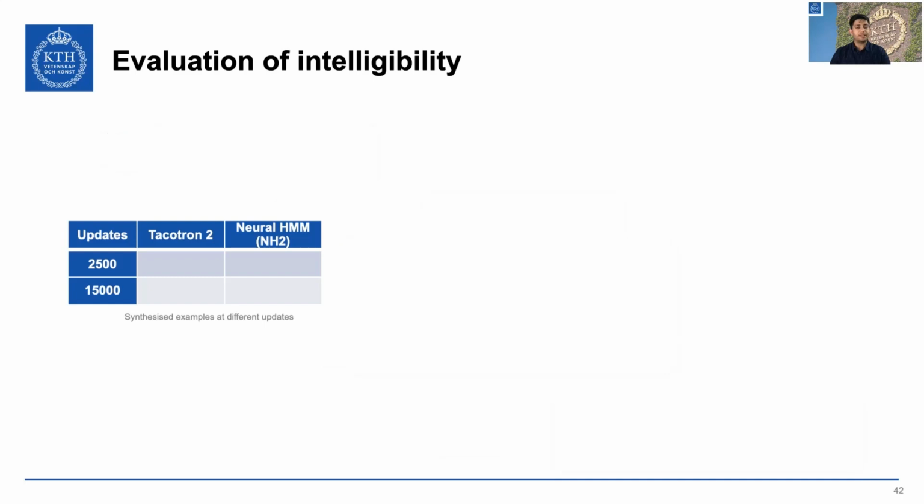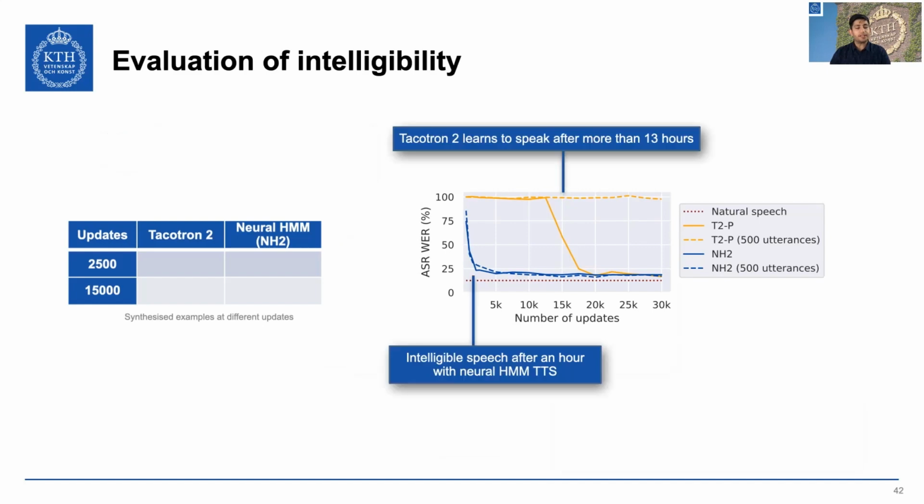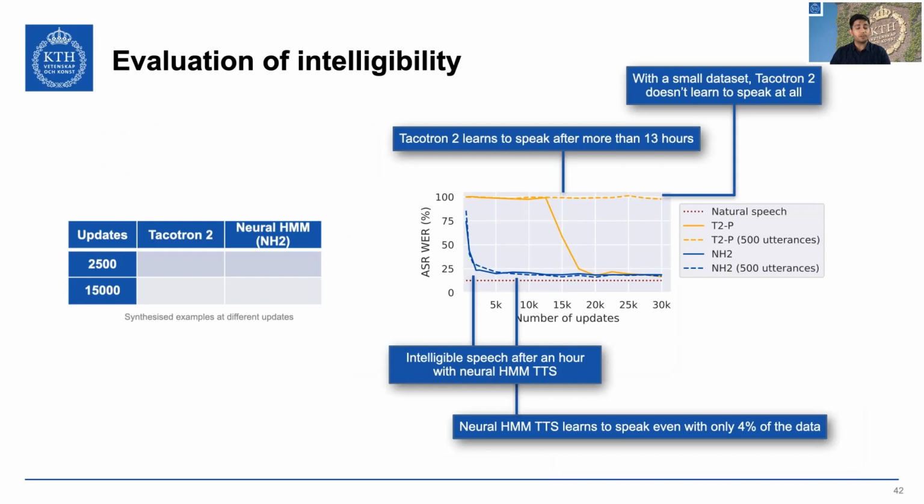We evaluated intelligibility by synthesizing the validation set sentences at various points during training and running that audio through automatic speech recognition. This plot shows the resulting word error rate. Neural HMM TTS was able to generate intelligible speech after 1000 updates, while it took more than 15,000 updates for Tacotron 2 to do the same. Also, when training on a small subset of the original data, Tacotron 2 never learned to speak at all, while Neural HMM was essentially unaffected. Now let's listen to some examples of synthesized speech at different updates during the training process.